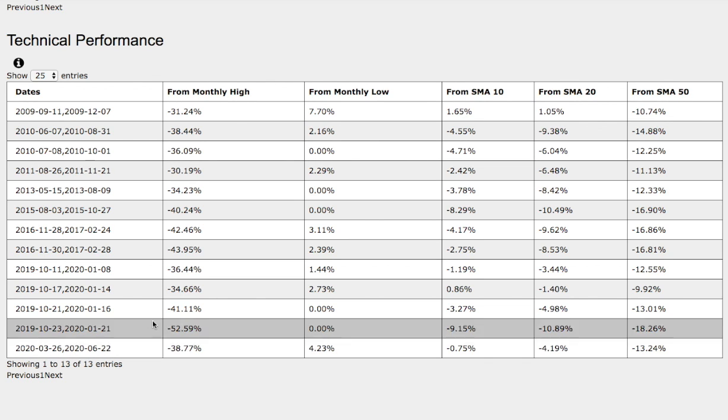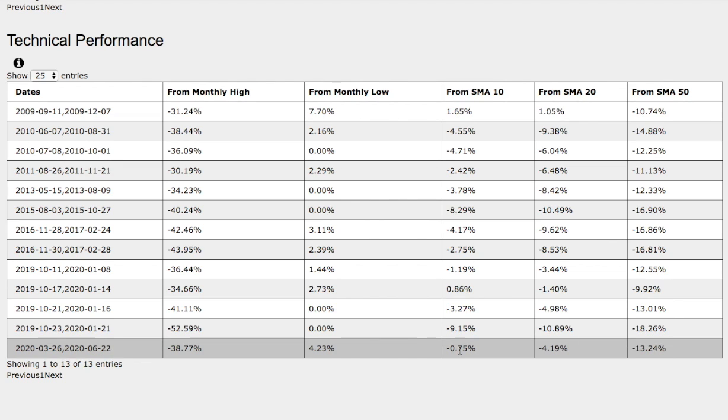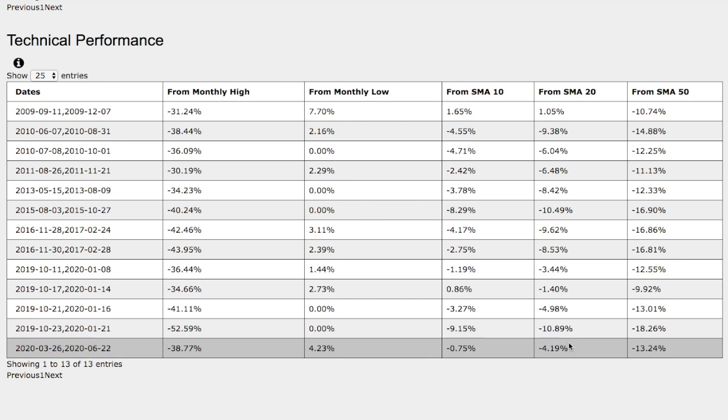So among the two trends, there are technical differences. One is in the 10 simple moving average. Back then, it was up 1.6%. Compare that to the current trend, which is down 75 basis points. And also the 20-day simple moving average. Back then, it was up 1%. Compare that to the current trend, which is down 4.2%. So do keep that in mind.